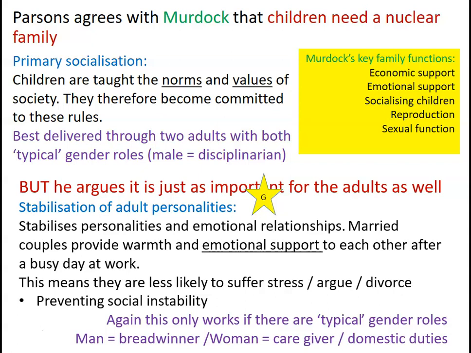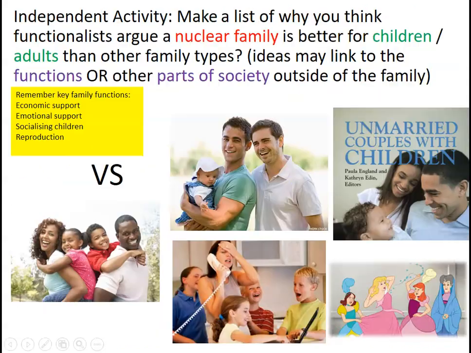So yeah, that's Parsons' view of the nuclear family, key for primary socialisation and the stabilisation of adult personalities. Lots of similarities there with Murdoch, okay? And they're both functionalists, so that makes sense. So here's your independent activity to go with this lecture.